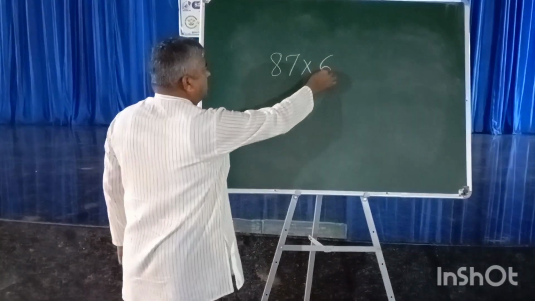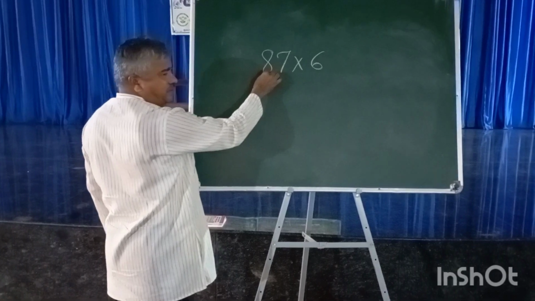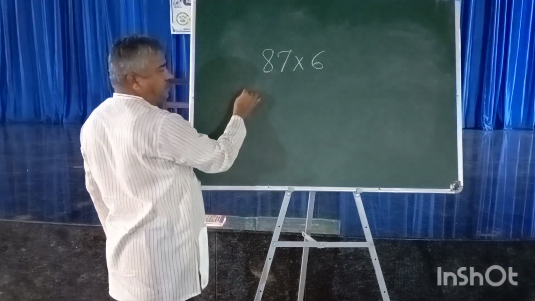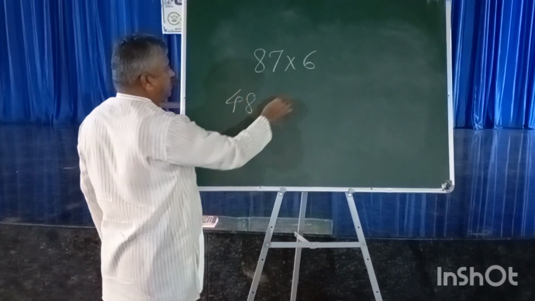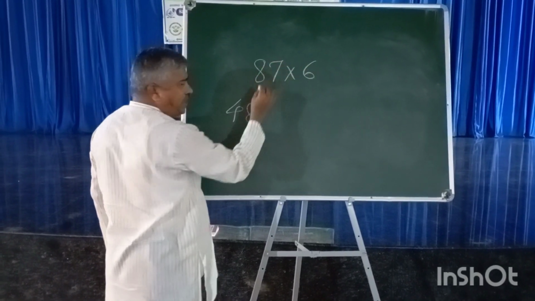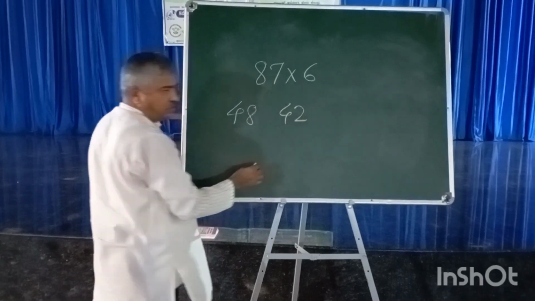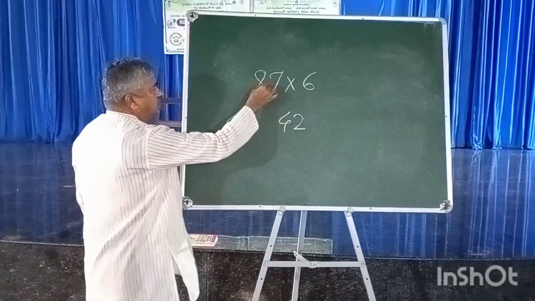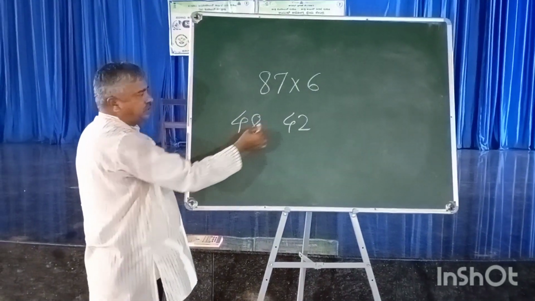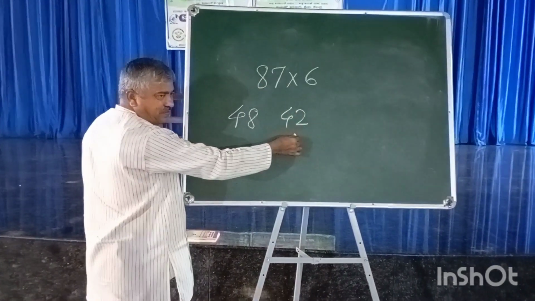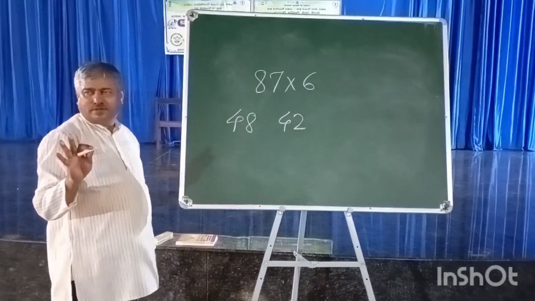Then 6 8s are 48. 6 7s are 42. 42. See that here? This is the table of 8 and this is the table of 7. Is it clear? Yes.